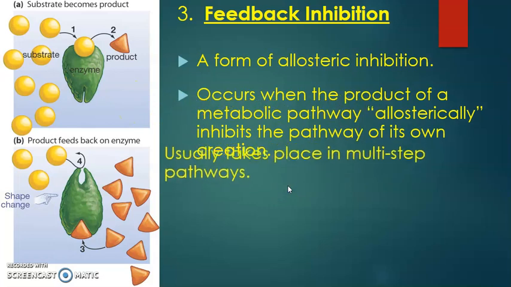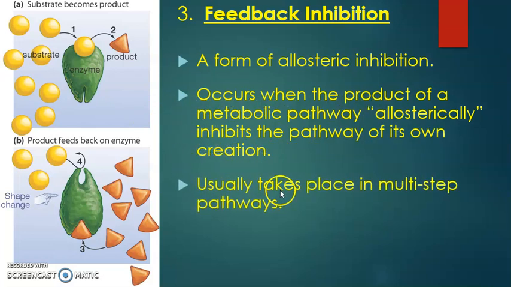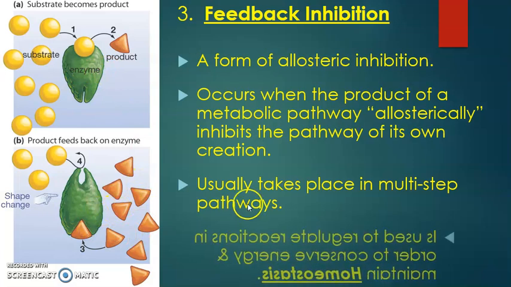So this is being done on purpose, generally in a multi-step pathway, not just one enzyme. Usually you're looking at some type of chemical pathway that's using like 2, 3, 4 enzymes to make a product. That product will feed back and shut down its own production.